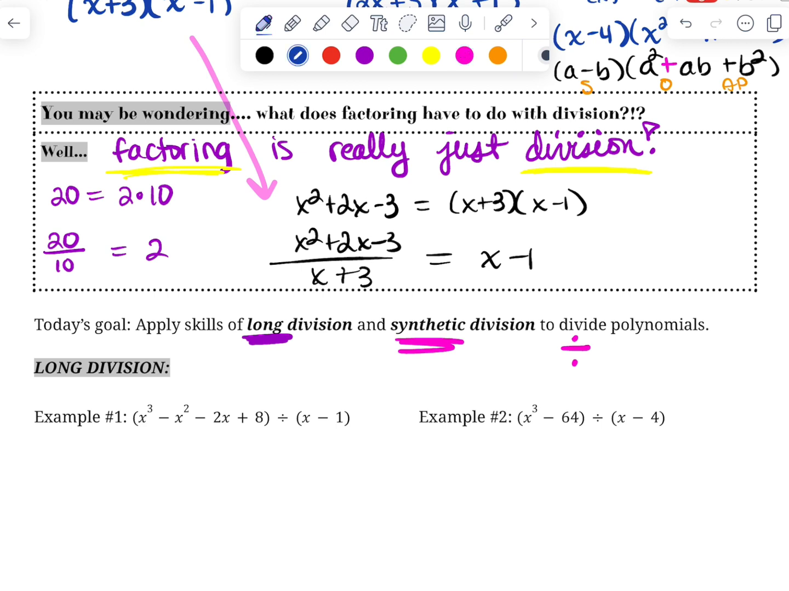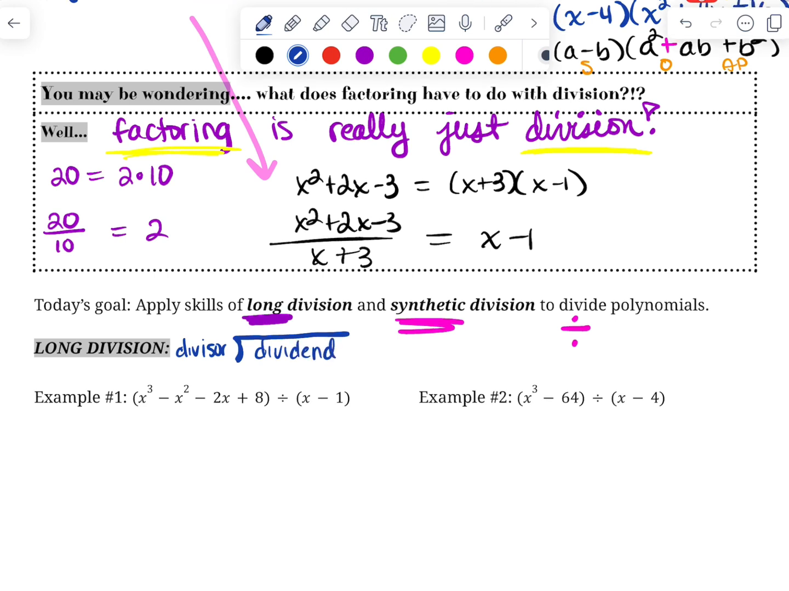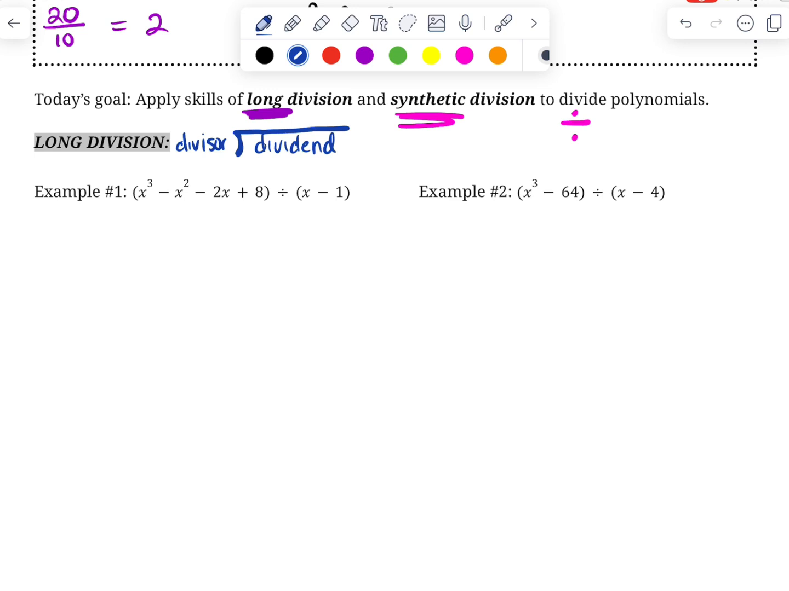All right, first things first, long division uses this symbol that kind of looks like a square root, and remember that we put the divisor on the outside and the dividend inside, okay? So the setup for this very first problem is that we have this cubic polynomial divided by a linear. So we're going to put x minus 1 on the outside. And then we're going to put x cubed minus x squared minus 2x plus 8 inside. And so keep in mind there's a 1 there. That's a -1. This is a -2.